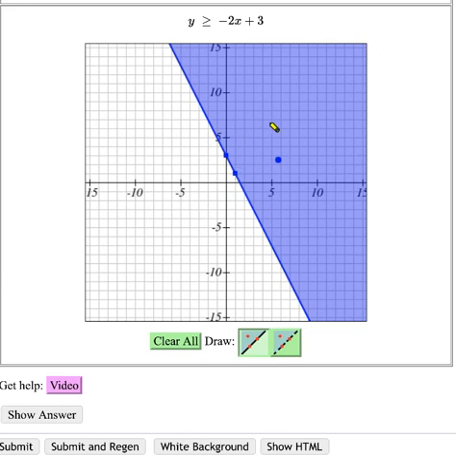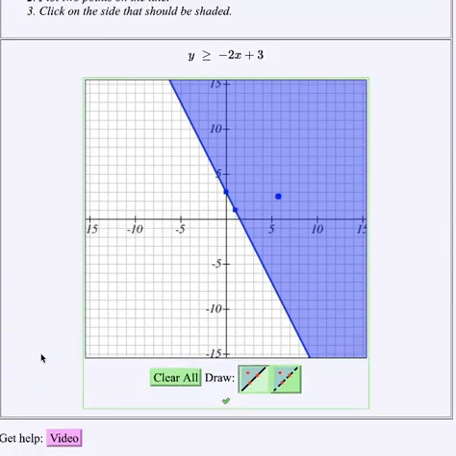Once I'm pretty confident that I've got the graph right and I don't need to clear everything and start over, I can go ahead and click the submit button and I'll get my feedback. In this case, I have the green box and the green check telling me that this is correct.